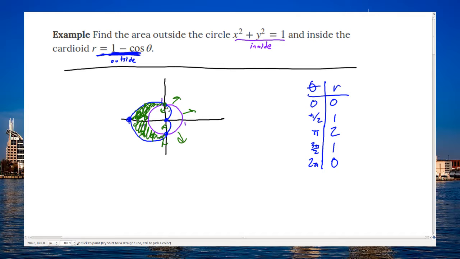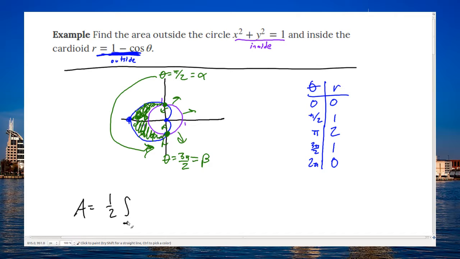Now, since that's our area, we're going to be able to figure out what our theta value should be, because the first point is that theta is equal to pi over 2. And our last point, if we go around counterclockwise, our final point is at 3 pi over 2. So that's my beta, and that's my alpha. Okay, now it's just a matter of using the formula. Area is equal to 1/2 integral from alpha to beta of big R squared minus little r squared.